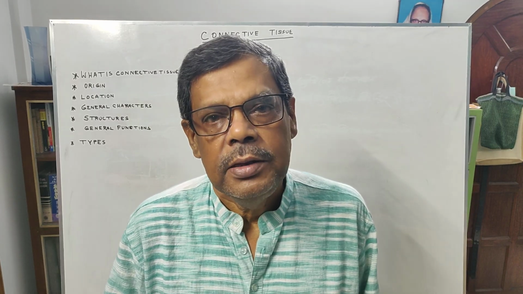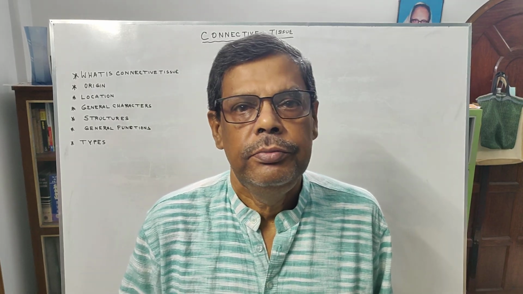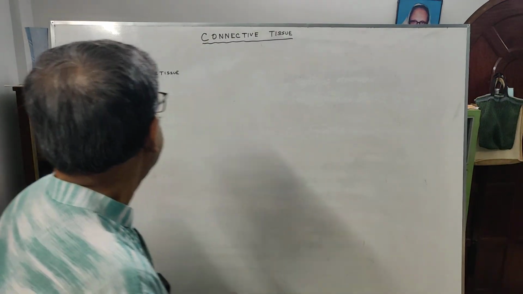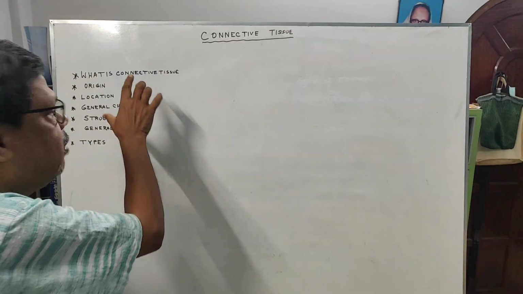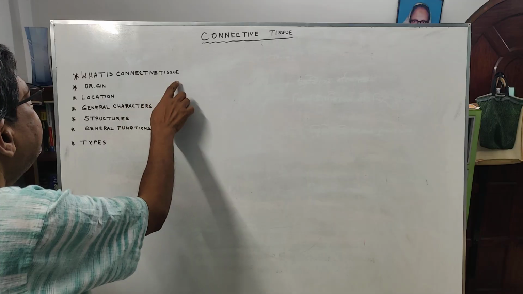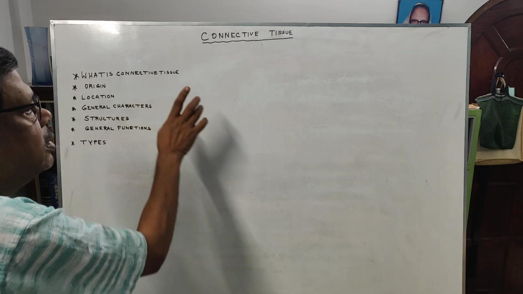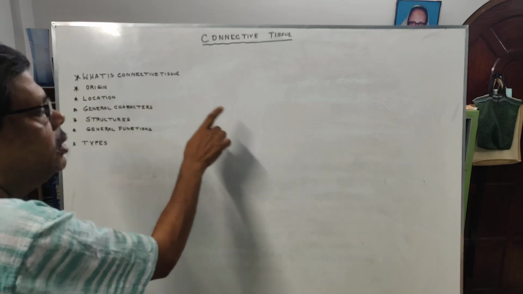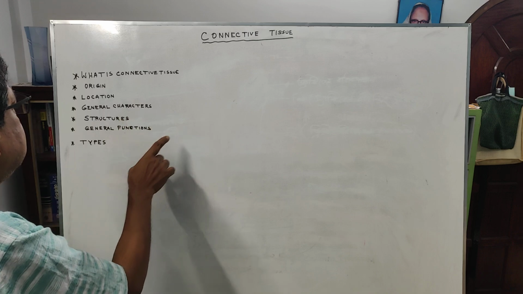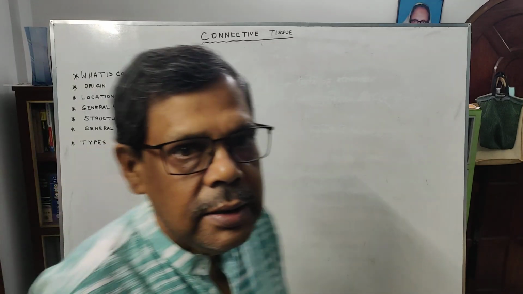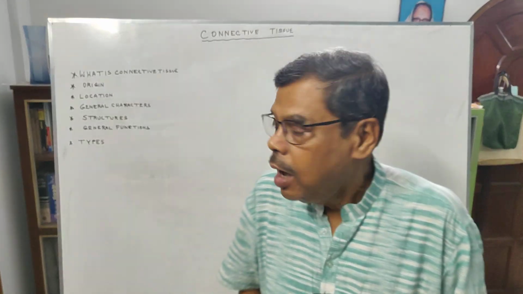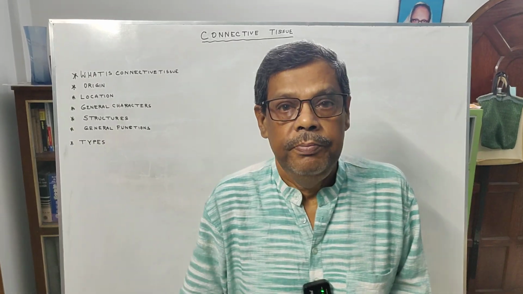Today I will discuss the connective tissue. The topics are as follows: what is connective tissue, origin of connective tissue, location of connective tissue, general characters, structures, general functions and types. These are the topics which I will discuss today.